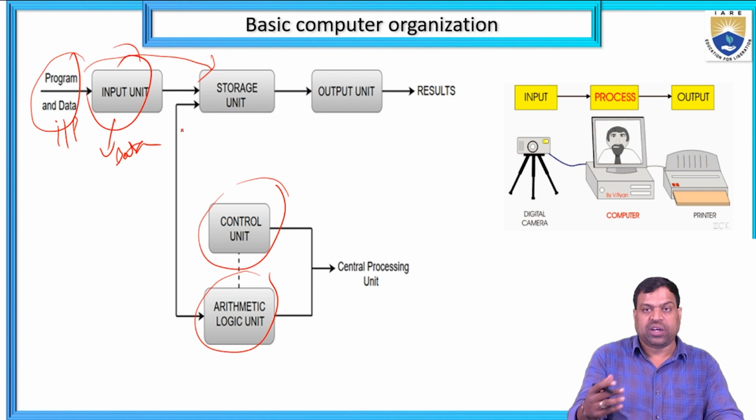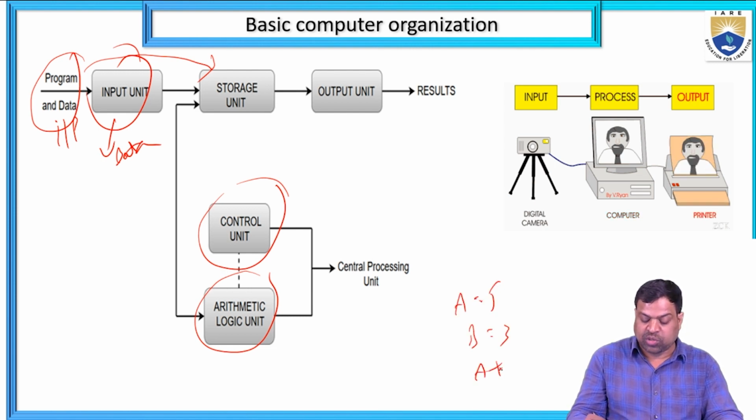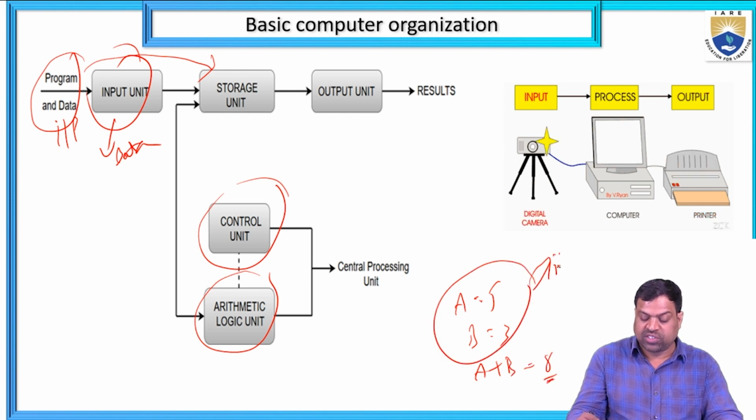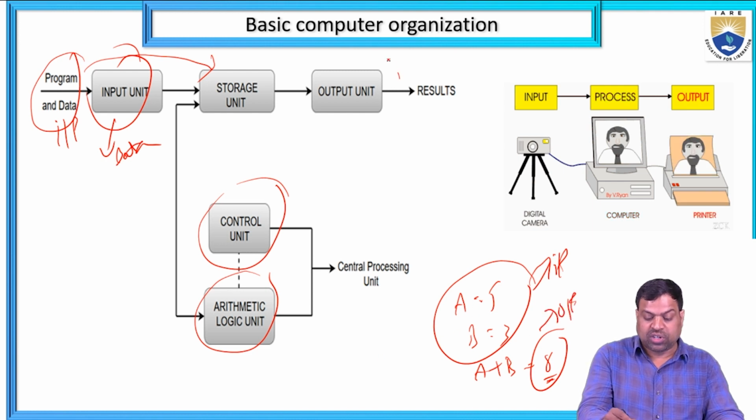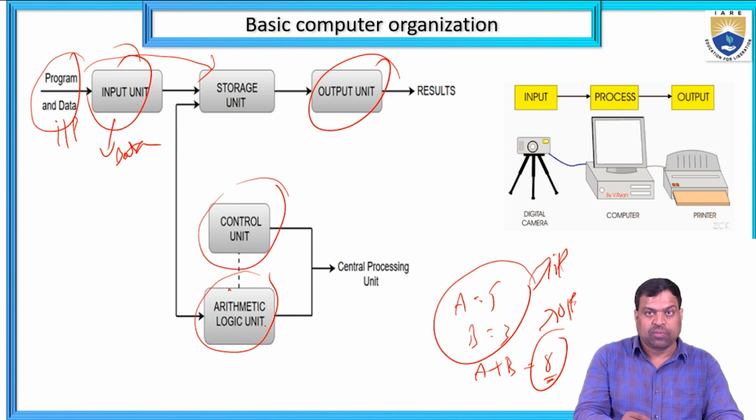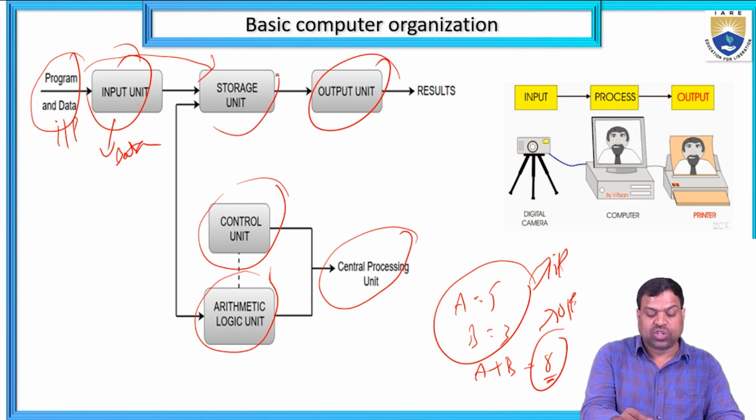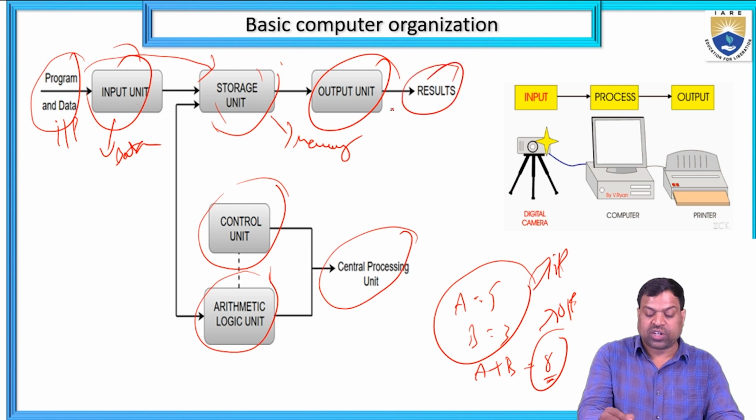What input data am I giving? Suppose I give A equal to 5 and B equal to 3, and I need A plus B equal to 8. These are the inputs, and 8 is the output. To get the output, I need the input combined with the ALU. The input data is combined with the arithmetic logic unit and control unit, which form the central processing unit. The storage unit is also nothing but the memory unit.